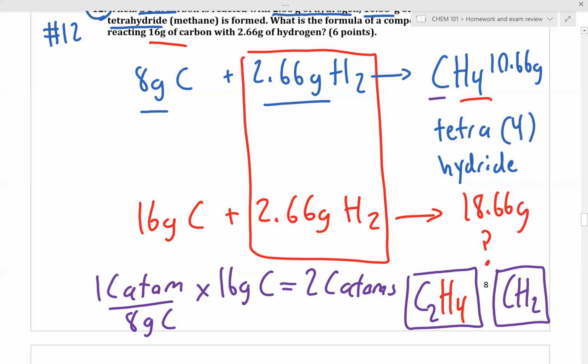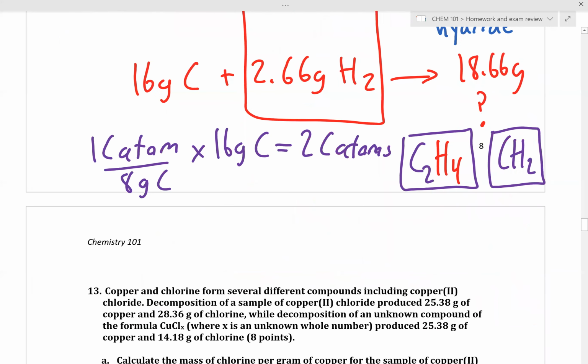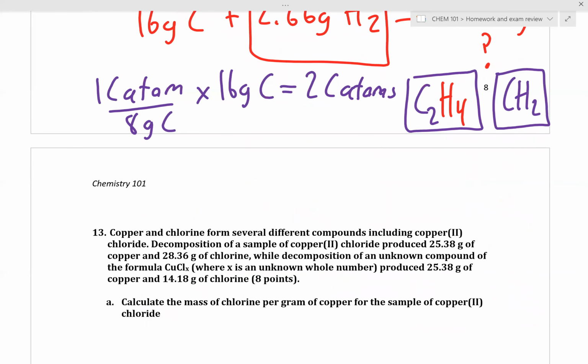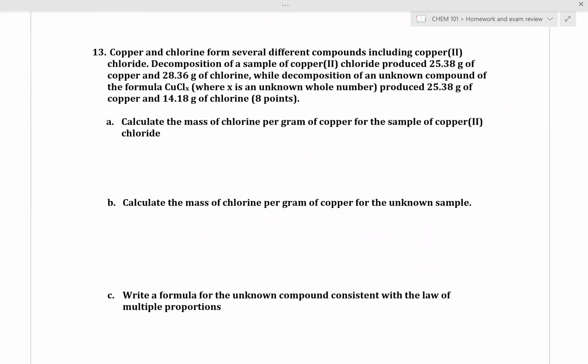Does that make sense to everyone? Okay. Can we go for 13 as well? 13? Sure. So let's look at question 13 on the practice exam. I have it projected up front. It looks like a very tricky question, but it's fundamentally exactly the same. It's another law of multiple proportions question.